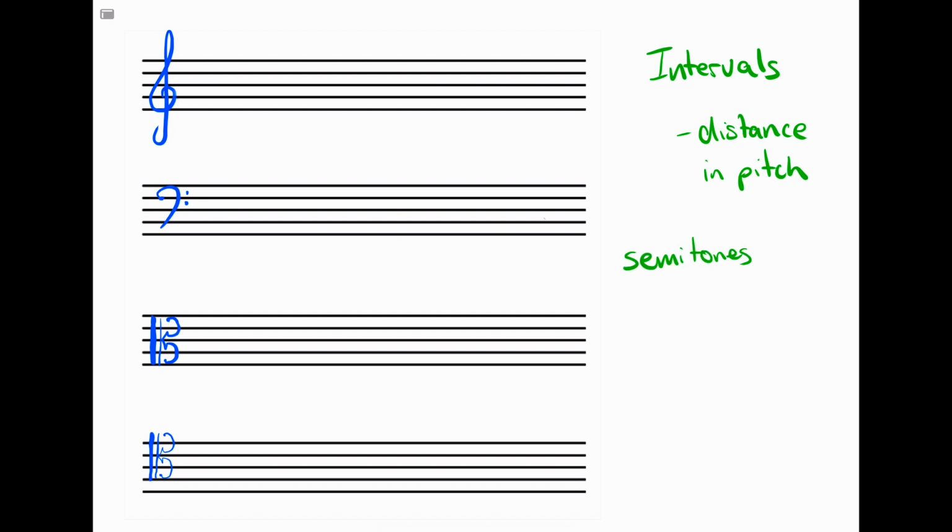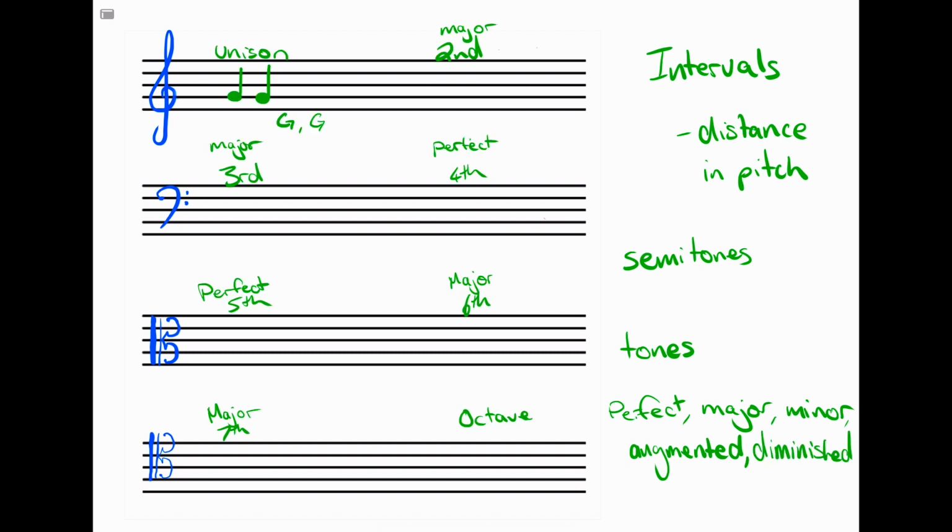They are measured with semitones, also known as half steps, or tones, full steps. Intervals include unison, second, third, fourth, fifth, sixth, seventh, and octave. There are also 5 interval qualities described by perfect, major, minor, augmented, and diminished. Unison is a perfect interval, for example, C and C, that is unison. A second can be major or minor.